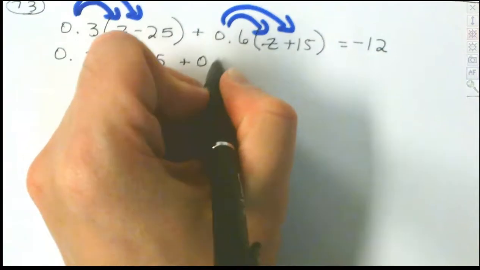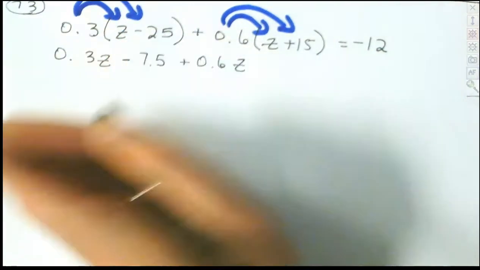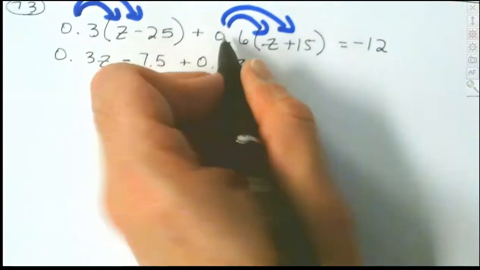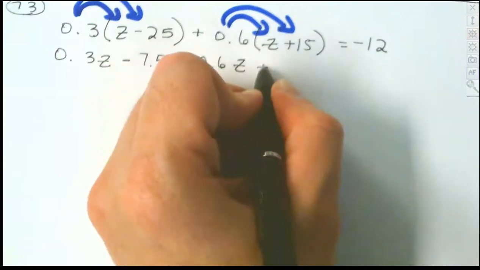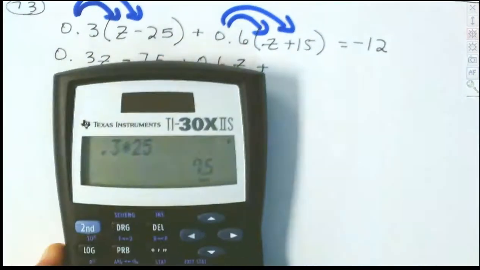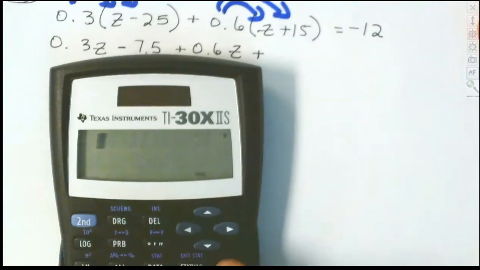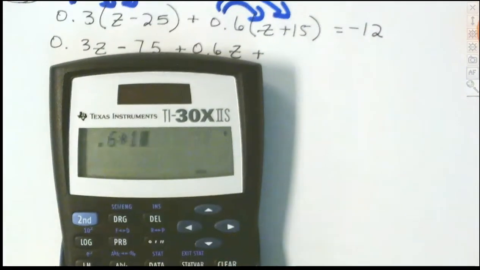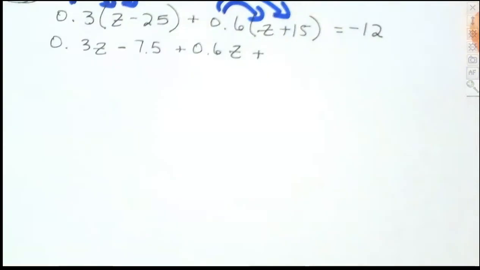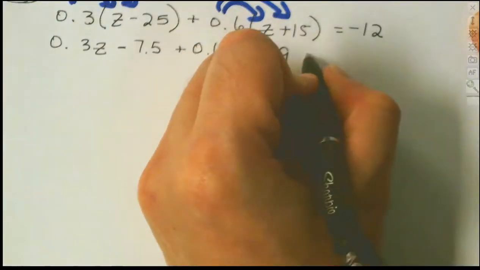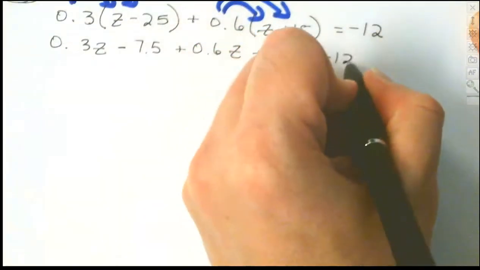Next, we've got a 0.6z. And then we've got a positive and a positive, so that's going to be a positive. And what do we have here? Well, we've got 0.6. Multiply that by 15. And that comes out to be the whole number 9. And that equals a minus 12.